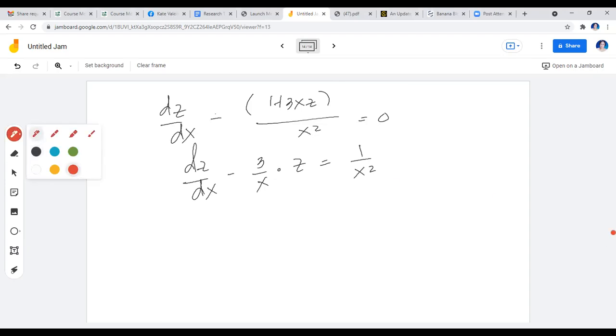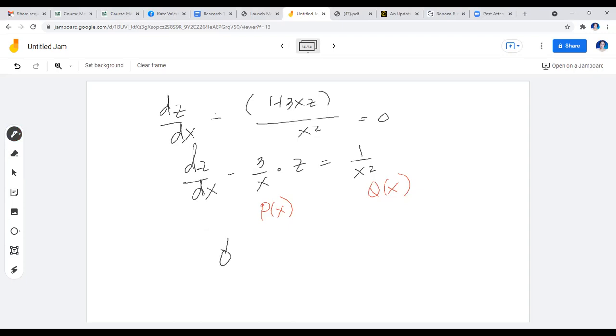So this is your derivative. This is your p of x. This is your q of x. So it's linear because you don't have the unknown function here raised to an exponent other than 0 or 1. Okay? So if it's linear, what do we do? We determine the integrating factor.